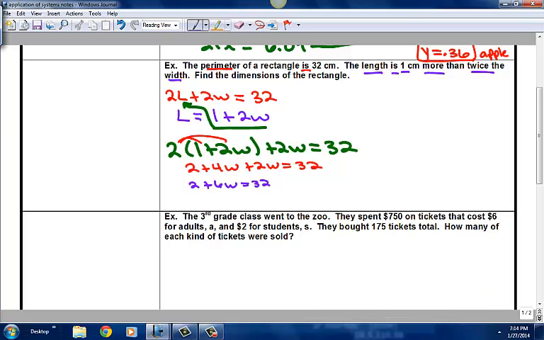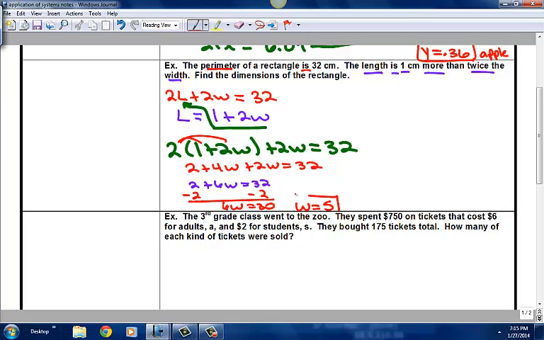Alright, so check it out. Right here, I did the distributive property, and now I don't have any parentheses left. Next step, I actually combined my like terms. That 4W and the 2W gave me the 6W right there in the middle. Now, I can just use a little bit of quick math. Move that 2 over, divide by the 6, and I'll know exactly what my width is. 6W equals 30, then W must equal 5.